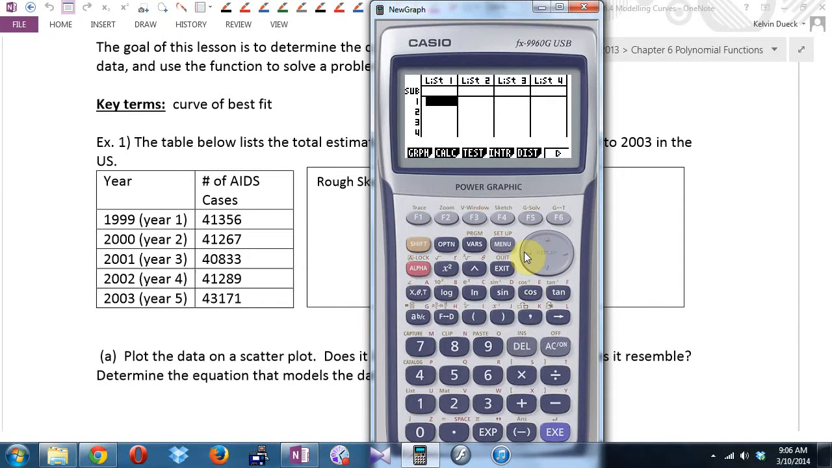I'm going to type year 1, 2, 3, 4, 5. Then I'm going to carefully type in the other data: 41,356, 41,267, 40,833, 41,289, 43,171. Enter that, and it looks like we have 5 pieces and 5 pieces.